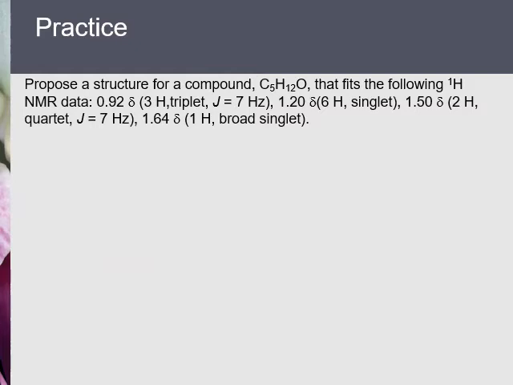Practice. Propose a structure for a compound C5H12O that fits the following proton NMR data. First, it will be very helpful if we can find out if this molecule contains a double bond, a triple bond, or only a single bond. And this is called degree of unsaturation.